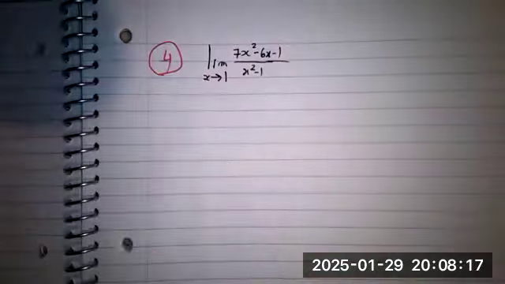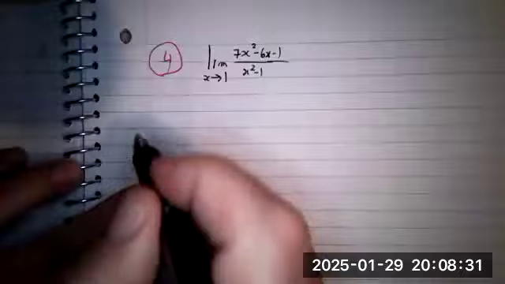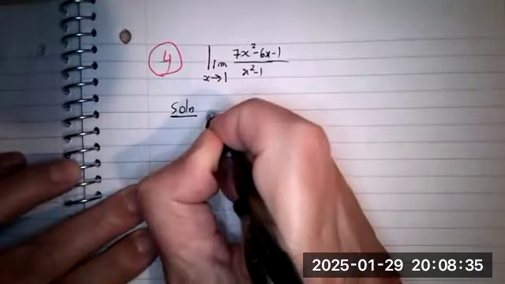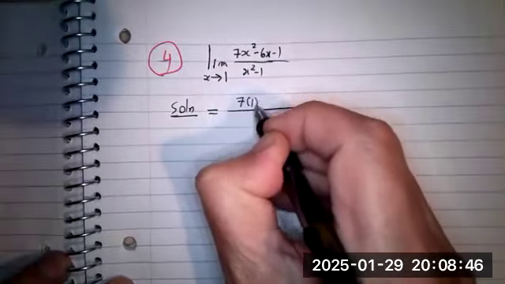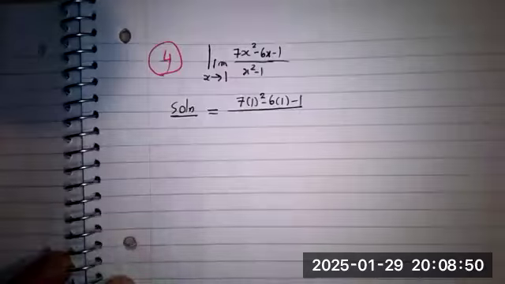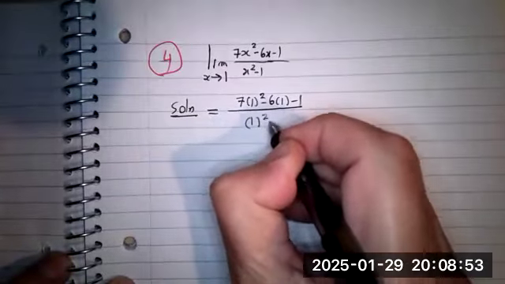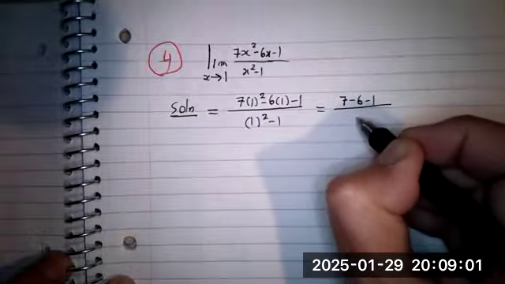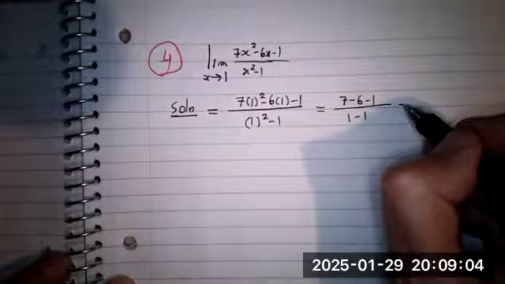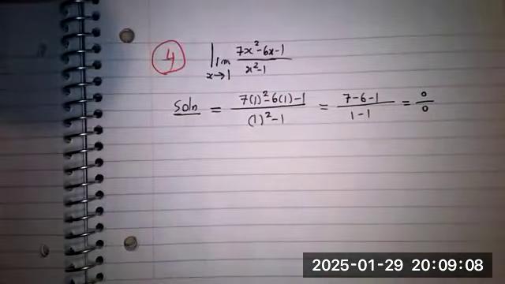So look at this one. Let's see what is special about this. The top is a polynomial, the bottom one is a polynomial. So direct substitution should give us the answer. So directly substitute to see what the answer is going to be. Okay, solution. Substitute. If you put x equal to 1, what are you going to have? 7 times 1 squared minus 6 times 1 minus 1. The bottom, 1 squared minus 1. Simplify it. The top gives you 7 minus 6 minus 1. The bottom one would be 1 minus 1. So the result is 0 over 0. That's it.